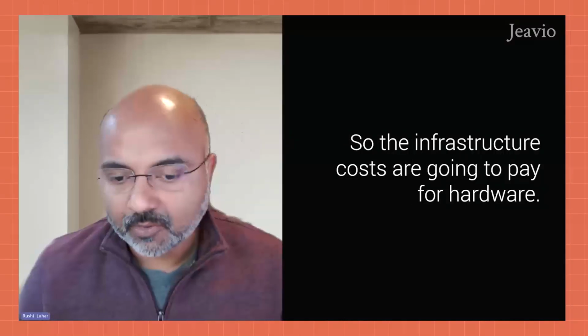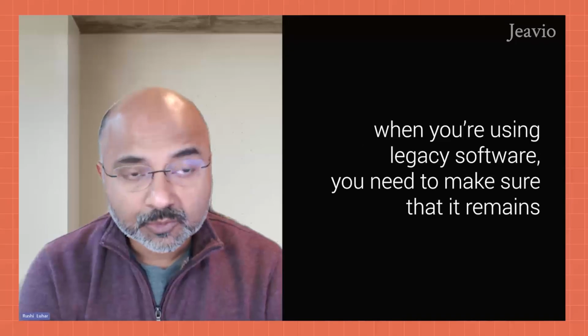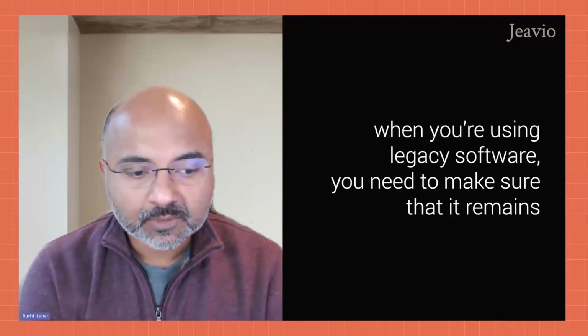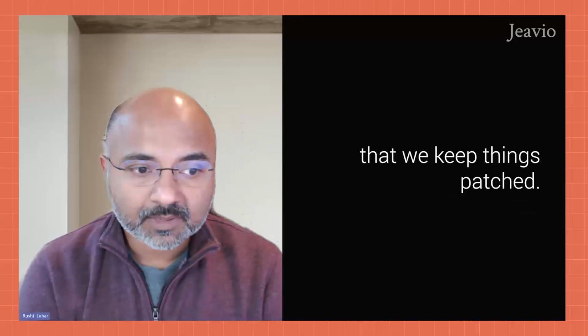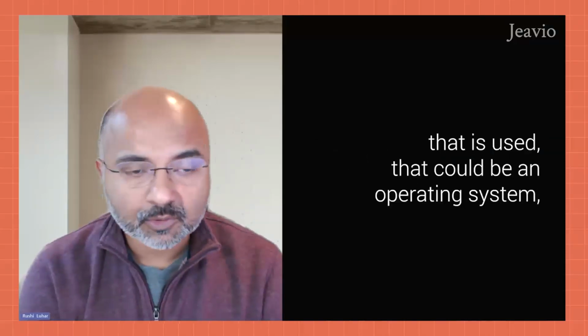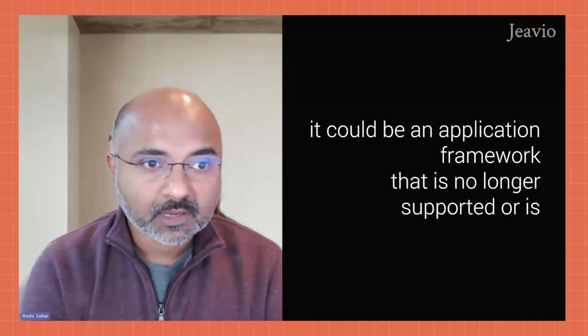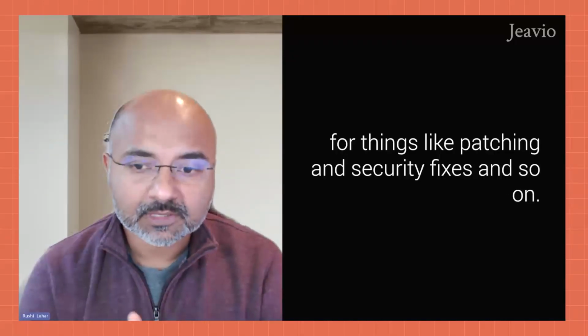So the infrastructure costs, you've got to pay for hardware, you've got to keep it up to date, you've got to make sure that it is secure. There are application costs itself, where when you're using legacy software, you need to make sure that it remains secure, especially customer-facing software, that we keep things patched. The costs start mounting up when the underlying infrastructure that is used, so it could be an operating system, it could be a library, it could be an application framework that is no longer supported, or has very expensive support for things like patching and security fixes and so on. So those costs all add up.